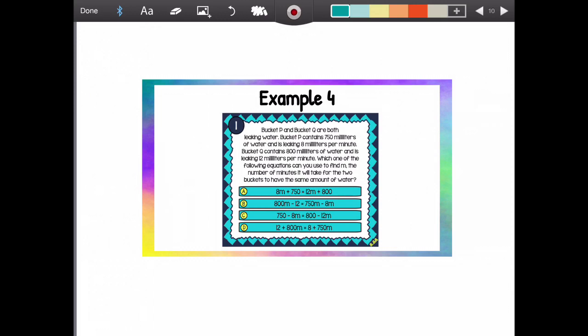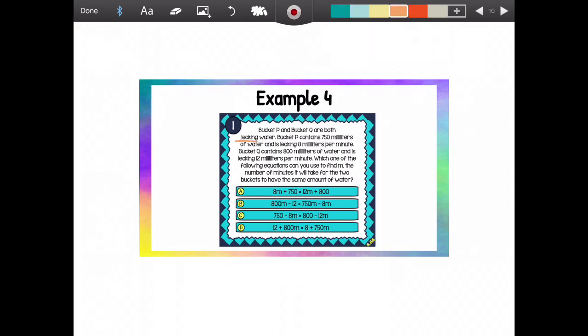So in the assignment today, you're going to be given 5 task cards that look like this. Each one will have a different scenario. The same type of problems that we've been doing today, except they give you answer choices. So we're going to work through this one together. I will end with example number 5, so you can leave your answer in the discussion, and that'll be it. So let's get started. Example number 4, it says bucket P and bucket Q are both leaking water. Keyword right there, guys, leaking. This is going to come in handy, okay? Be thinking about what operation might go with leaking.